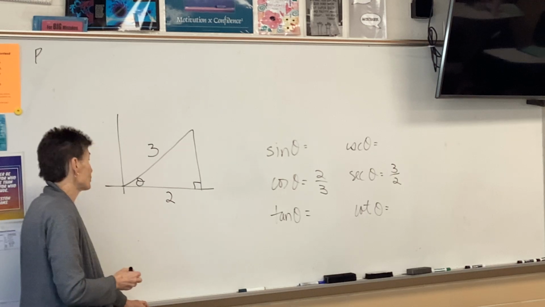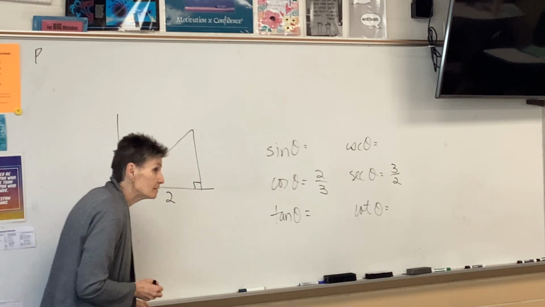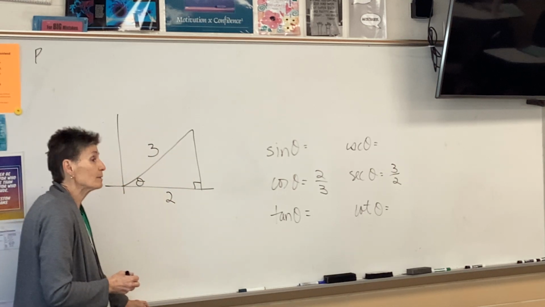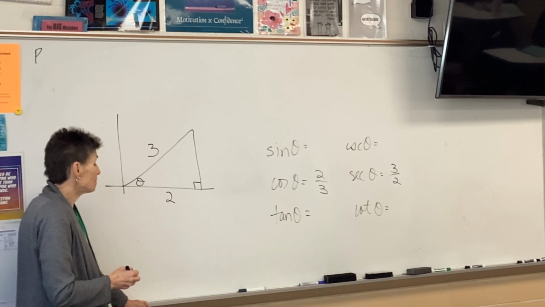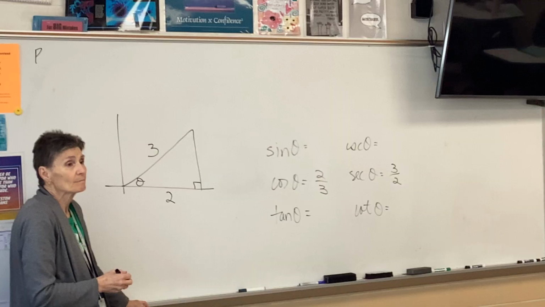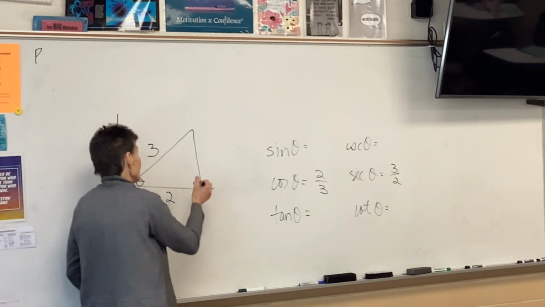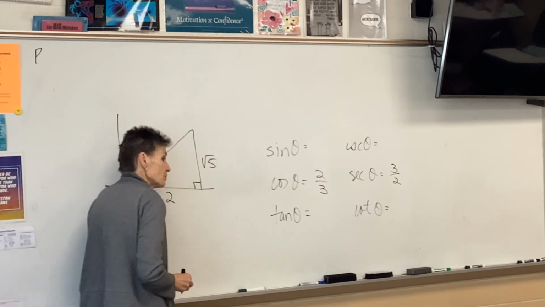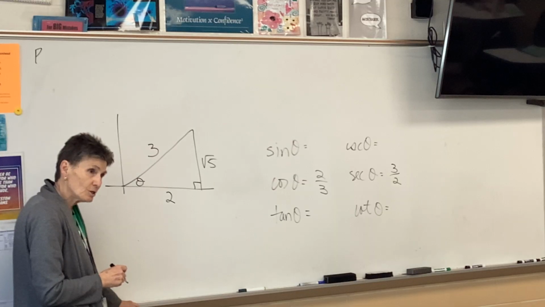Okay, what's the third side? We have to do a squared, b squared. Yep, have to do the Pythagorean theorem to find that third side. So what does that turn out to be? Square root of 5, very, very good. If you got root 13, shame on you.